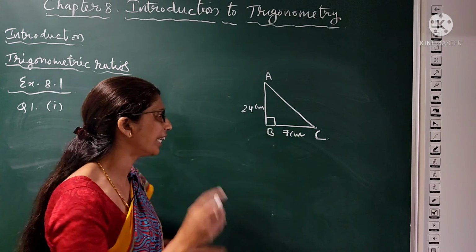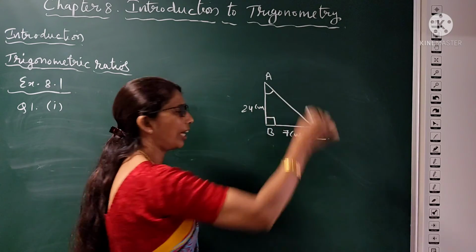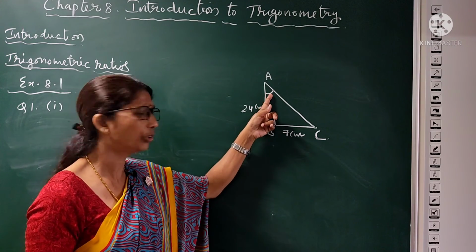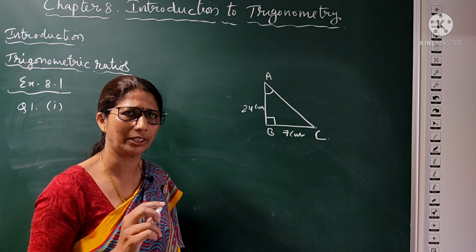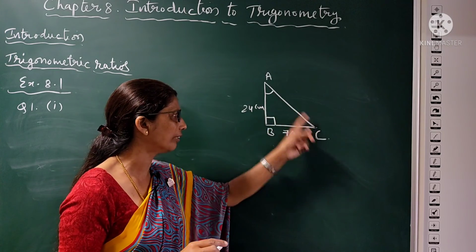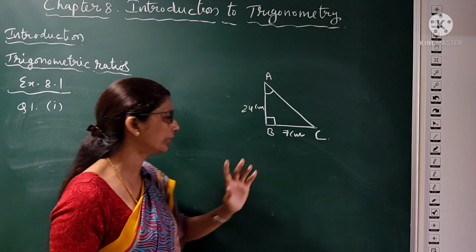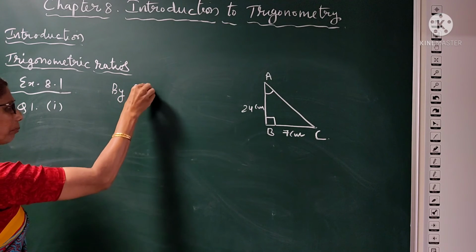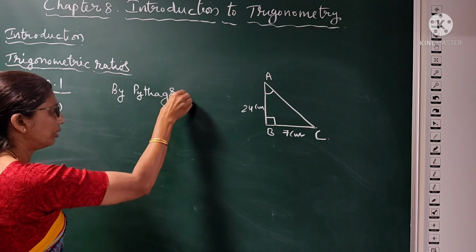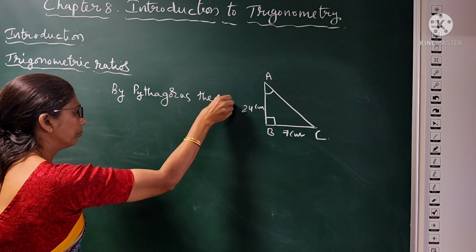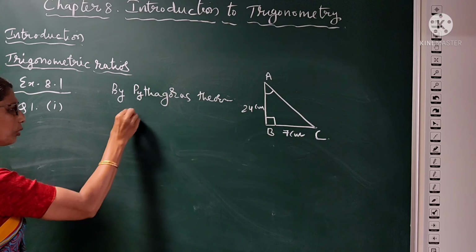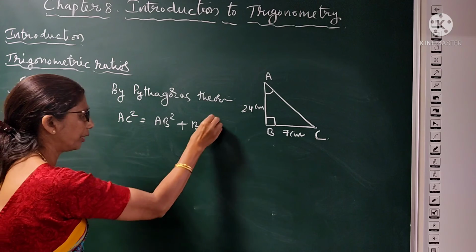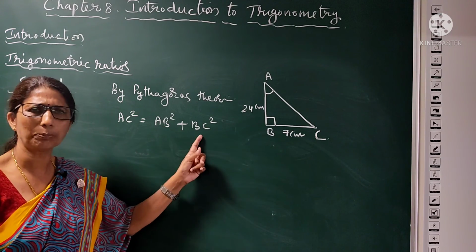Before finding sin A, we are considering this as the angle. When we are considering this as the angle, we have to find the opposite side and adjacent side. Before doing this, first we will find the hypotenuse. There is no hypotenuse given, so now we are using Pythagoras theorem. By Pythagoras theorem, AC square equal to AB square plus BC square. H square equal to P square plus B square.